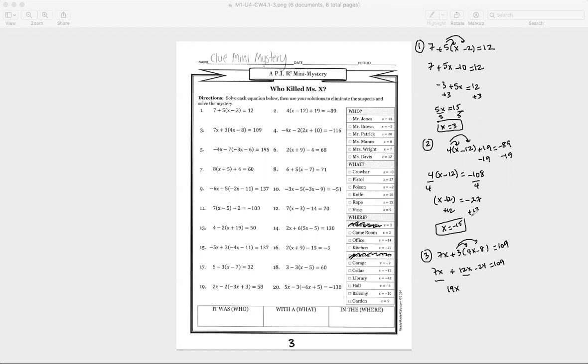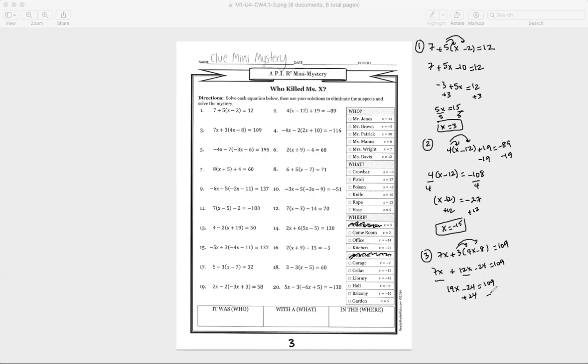Just be careful. You can only combine the x's together, and then the constants, which are the numbers, together, right? And you cannot combine x's and numbers, right? So just be super careful with that. Minus 24 is brought down, equals 109. And then you add 24.